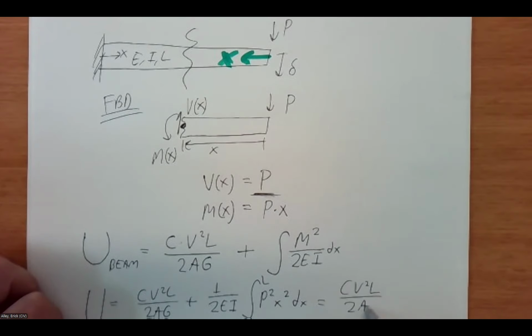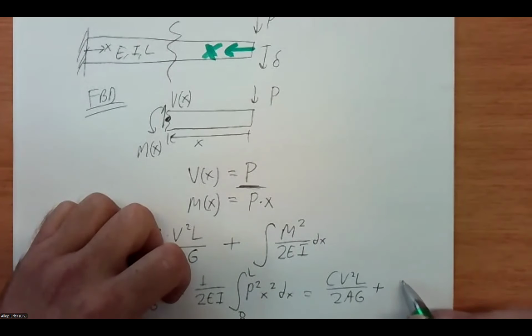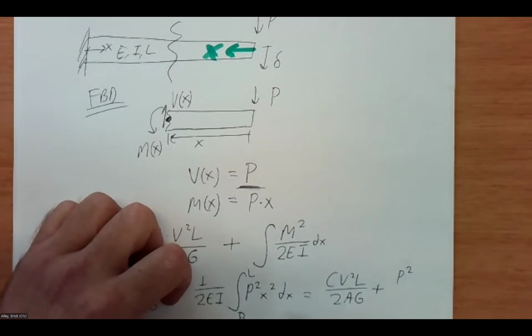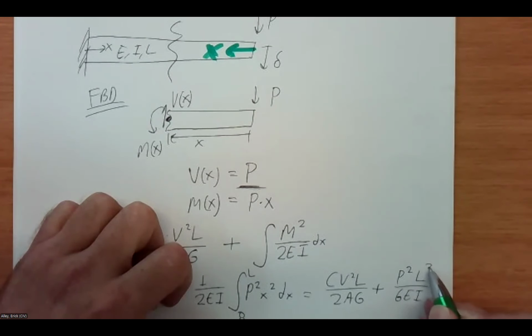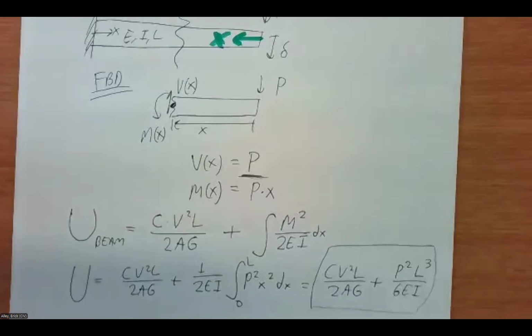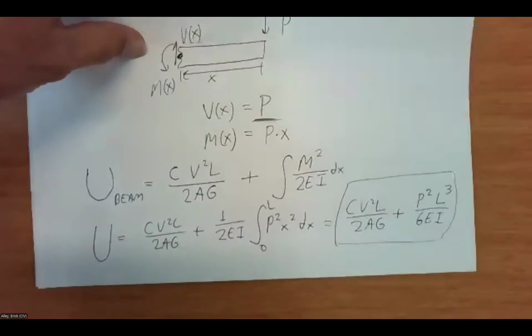Shear term still hanging around. And then here, I bring the P squared out. I've got an x cubed over 3, so a third is going to come down. That's going to make it 1/6 on the bottom. And then x is from 0 to L. So it's going to be P squared L cubed over 6EI. So here's my energy in terms of the shear and also in terms of the bending moment.